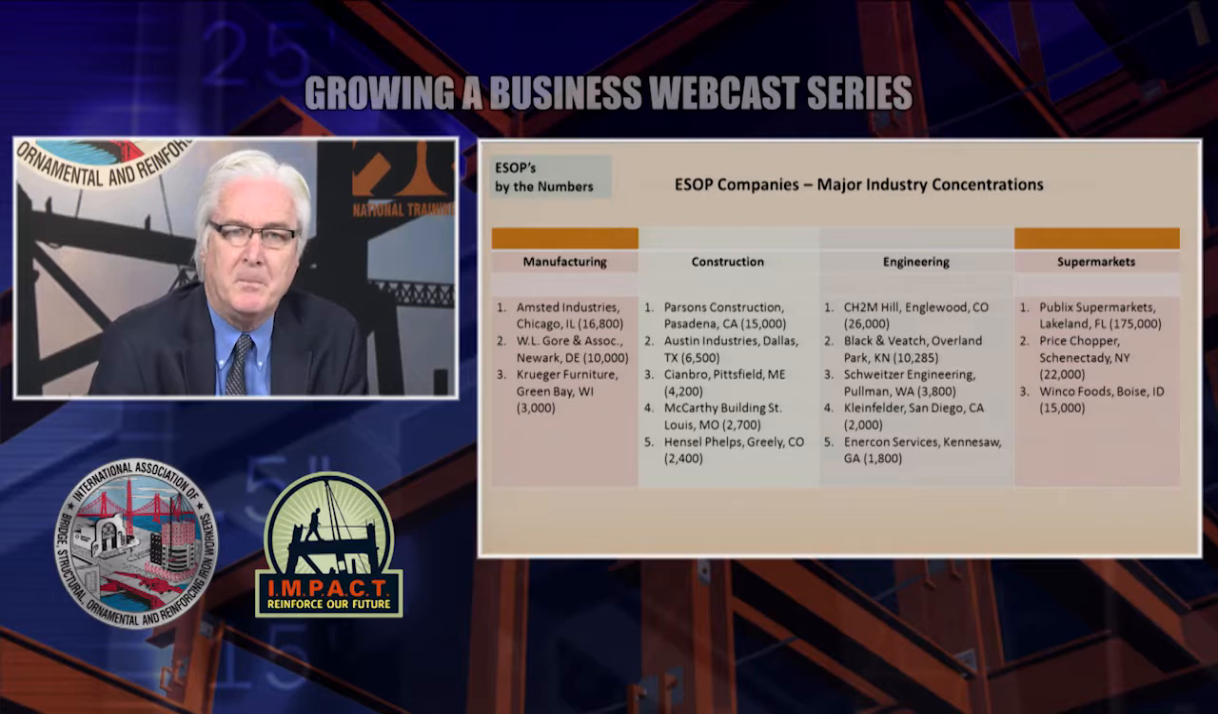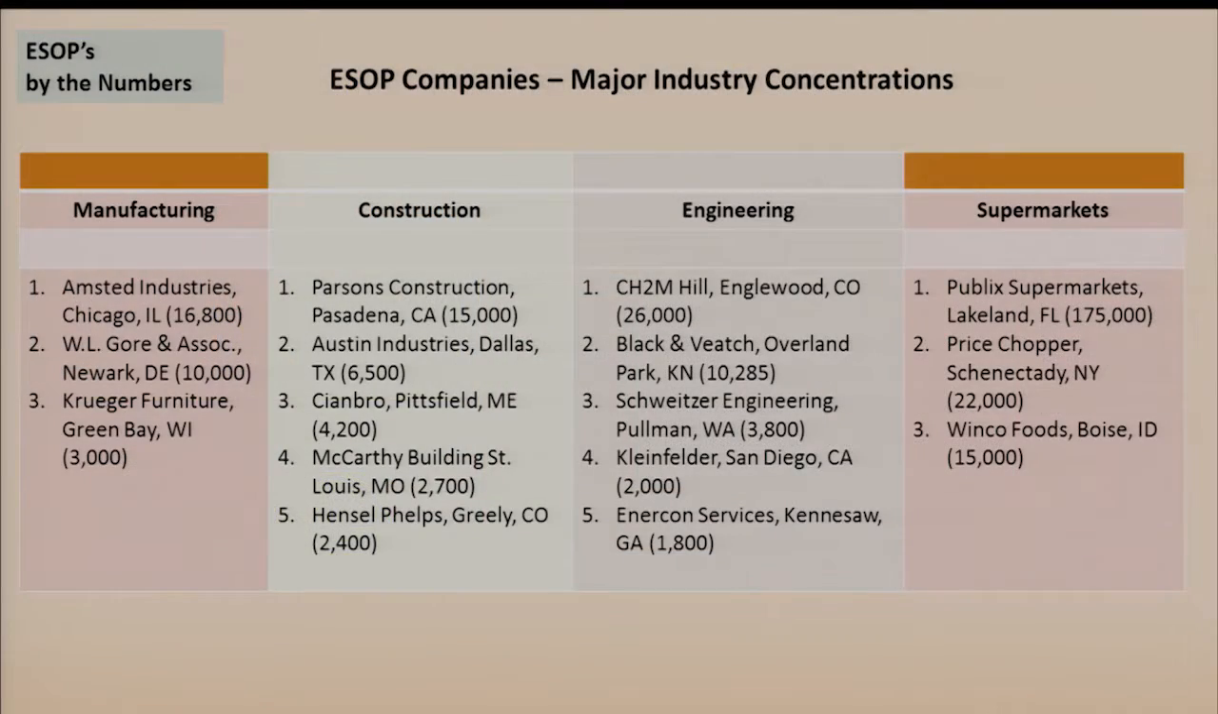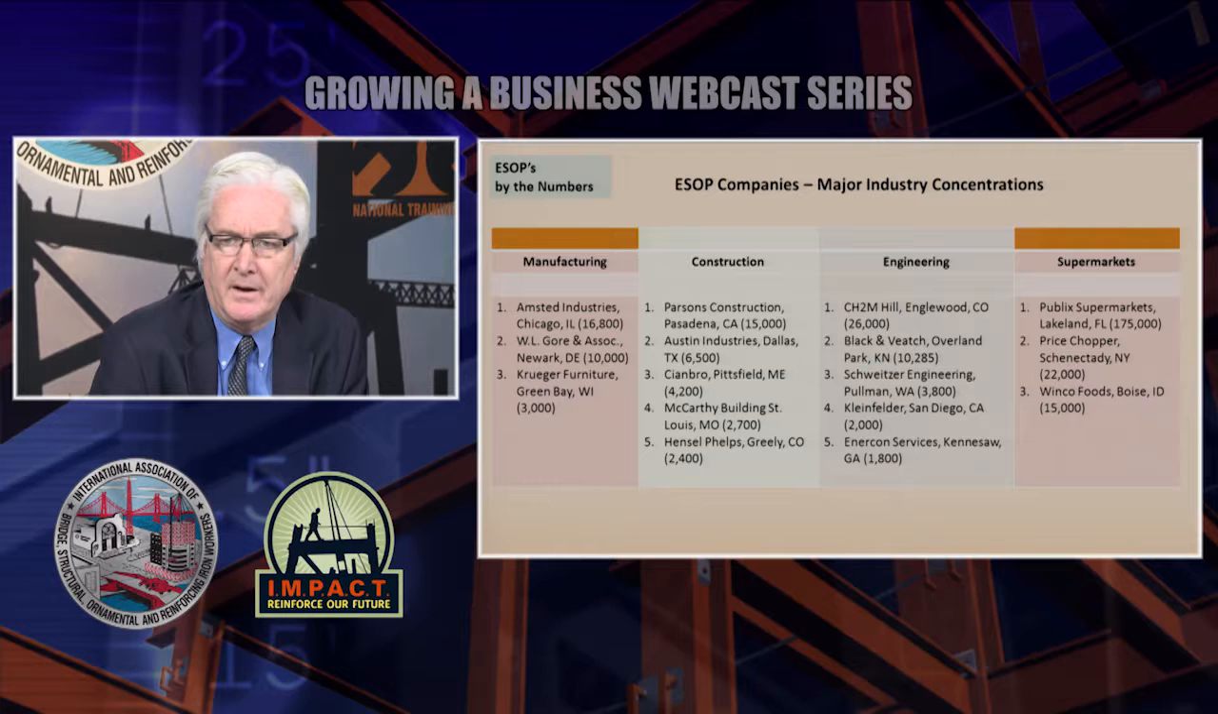I've picked out some of the larger companies in the middle of the slide here, in the construction and engineering sector that people will likely have heard of, just so you can associate this idea with companies you know. Parsons Construction, Chinbro up in Maine, Austin Industries in Texas, McCarthy Building in St. Louis, and Hensel Phelps in Colorado. On the engineering side, CH2M Hill in Colorado, Black & Veatch in Kansas are long-time ESOP companies. Also Kleinfelder in San Diego.